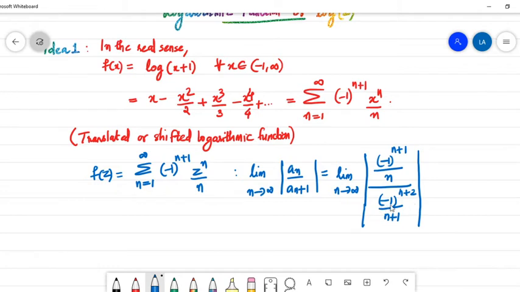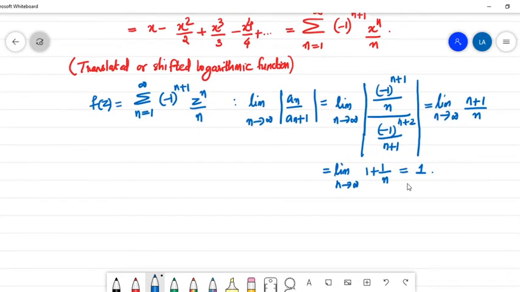And the modulus sign will just absorb the negative nature, minus 1 whole raised to n plus 1 minus 1 the whole raised to n plus 2, and what remains is positive natural numbers, so I can remove the modulus sign and write this is equal to n plus 1 by n, which is equal to limit n tends to infinity 1 plus 1 by n. When n tends to infinity, 1 by n tends to 0. That means we have the limit to be 1. That will mean that the radius of convergence of this power series is 1.